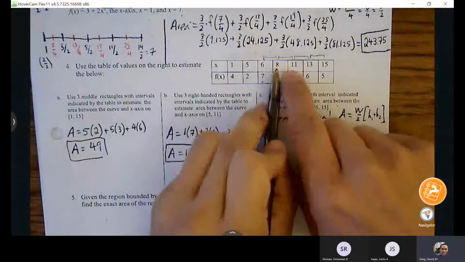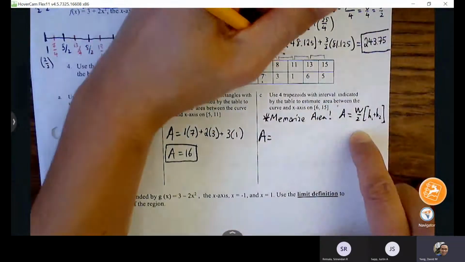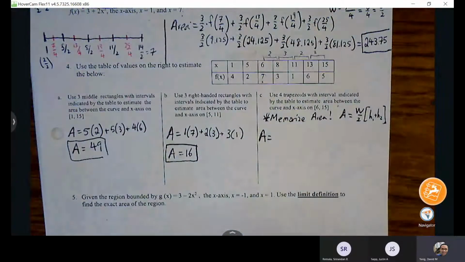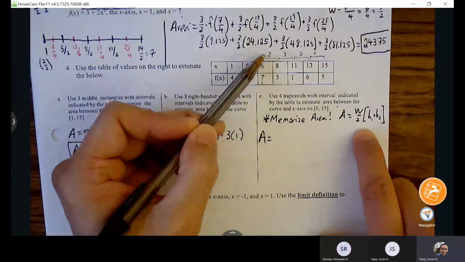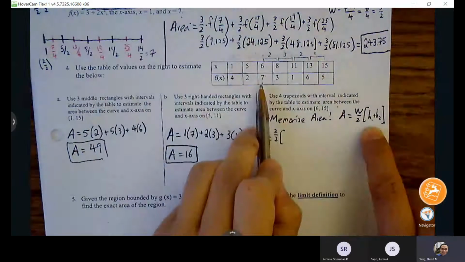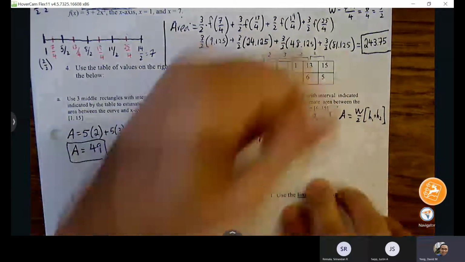8 minus 6 is 2. Okay, so I'm going to write out all the widths. All right, so width over 2, that's 2 over 2. Height 1 plus height 2. Remember, you're always pulling your height from your second row. So that's 7 plus 3.